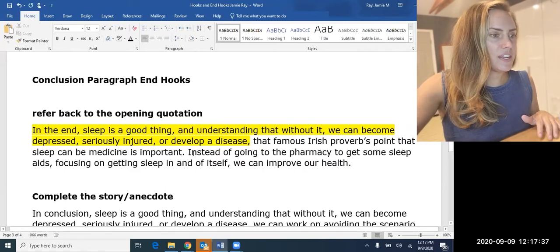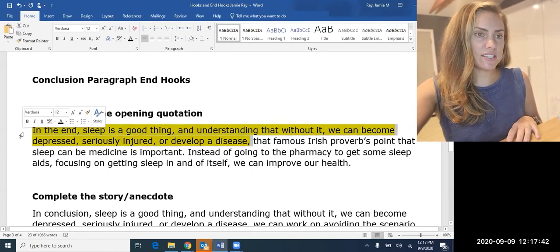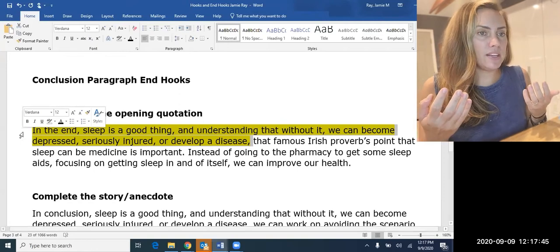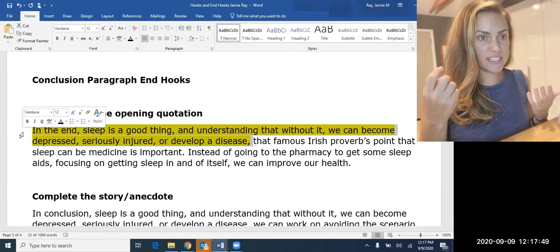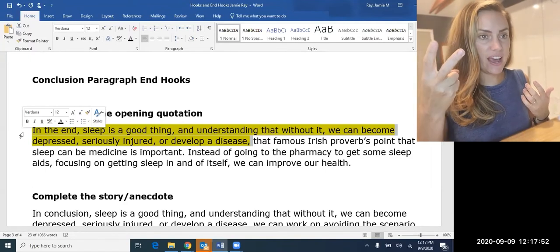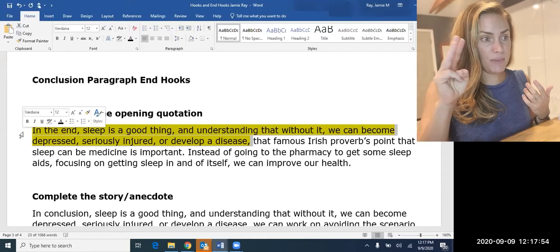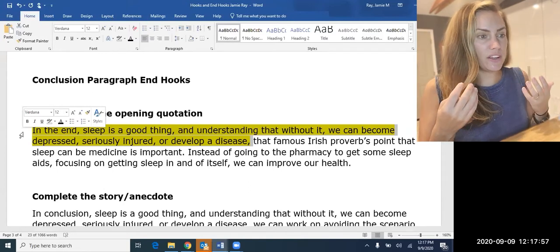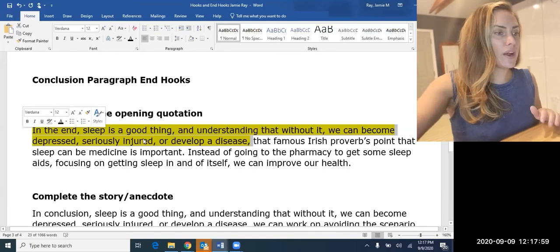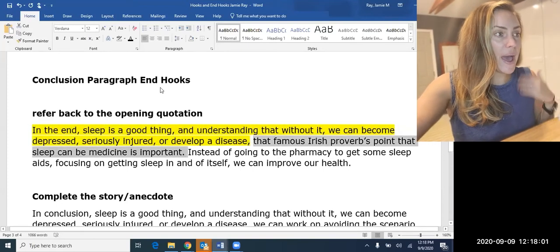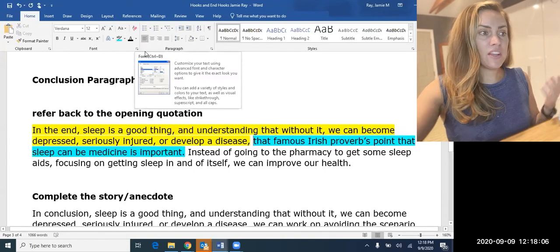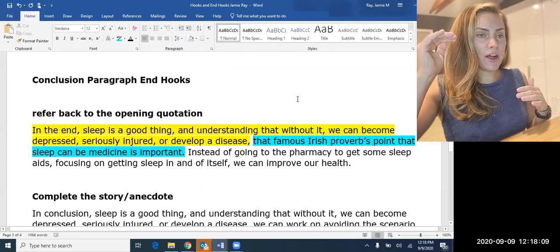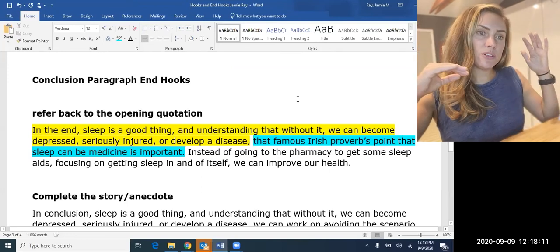Okay. So here I have highlighted my restatement of the thesis. You can see I'm restating my opinion about the topic of sleep, and that without it, we can develop risks for depression, accidents, and disease. I mentioned that. I just use different wording to say it. And then in the same sentence, I referred back to that famous quote that I mentioned, that proverb. Okay?